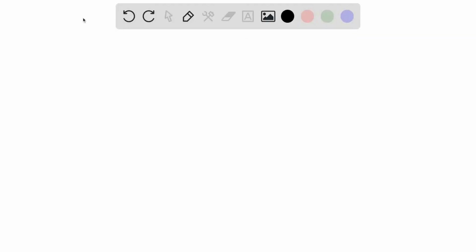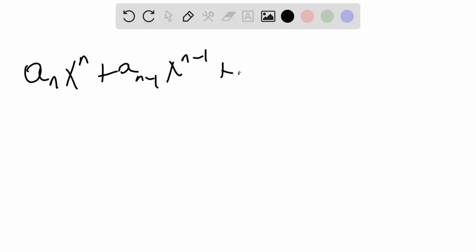Hello, so we know the standard form of a polynomial in x is a sub n times x to the n, and then plus a sub n minus 1 times x to the n minus 1, and so on, up to plus a sub 1 times x to the 1, so it's times x, and then plus our constant a sub naught, where a sub n here is not equal to 0.